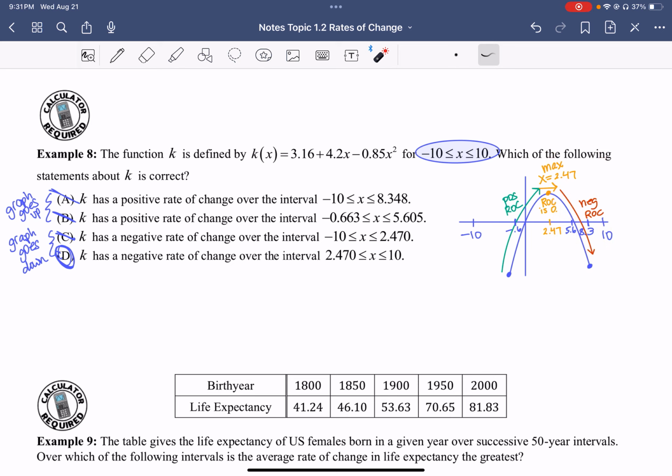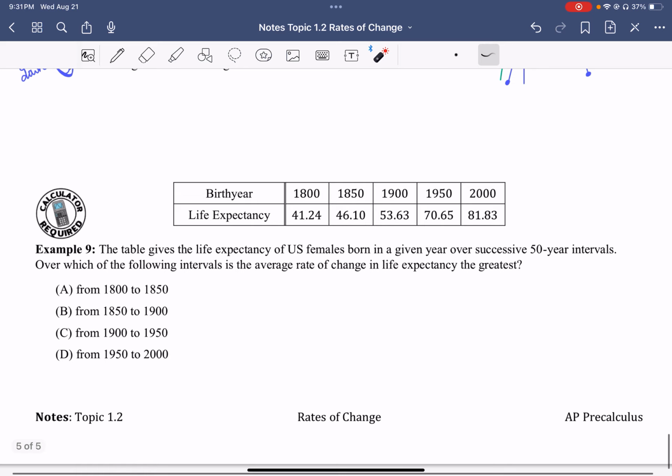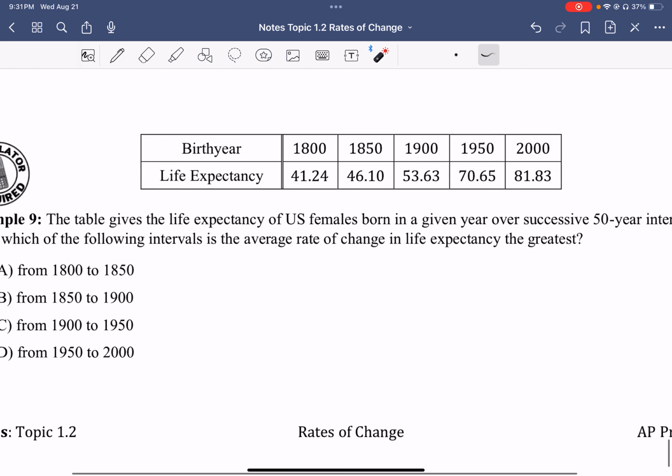Okay. Now the last problem is rate of change from a table. This table gives the life expectancy of US females born in a given year over successive 50-year intervals. Over which of the following intervals is the average rate of change in life expectancy the greatest? So what I want you to do first is label your table. Your birth year is going to be your x variable, and the life expectancy is your y variable.